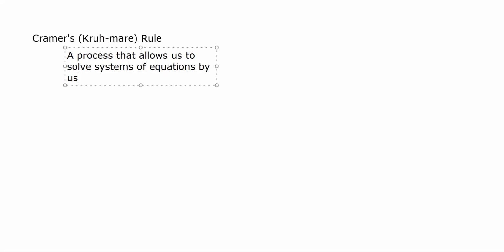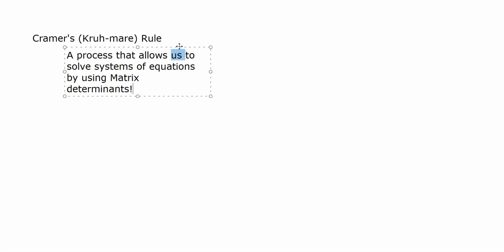So Cramer's rule is going to be a process that allows us to solve systems of equations by using matrix determinants. It allows us to solve a system of equations, and they have to be linear equations, by using determinants. So that's actually really interesting.